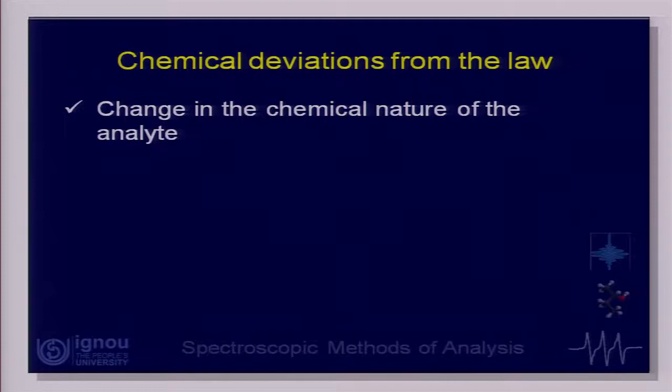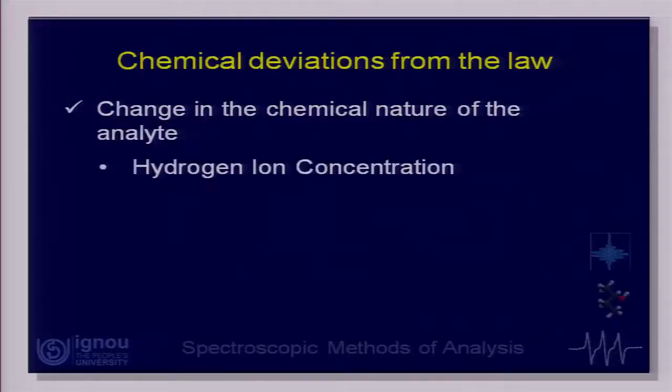Let us go further and talk about the second type of deviations. They are the chemical deviations, as the name suggests. These are deviations which arise out of some change in the chemical nature of the analyte.